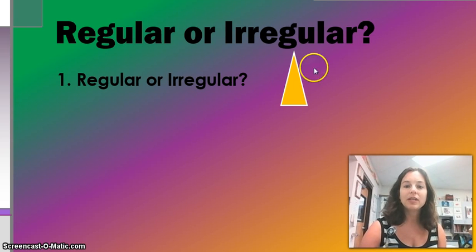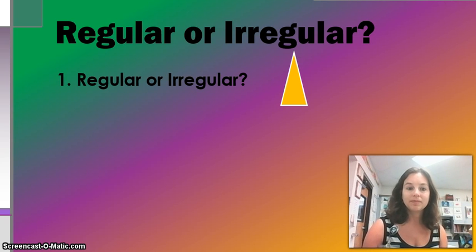This is actually an irregular triangle because these sides are long and this side is short. It is an irregular triangle. Is that what you said? If so, give yourself a pat on the back. If not, make your corrections and we'll move on.